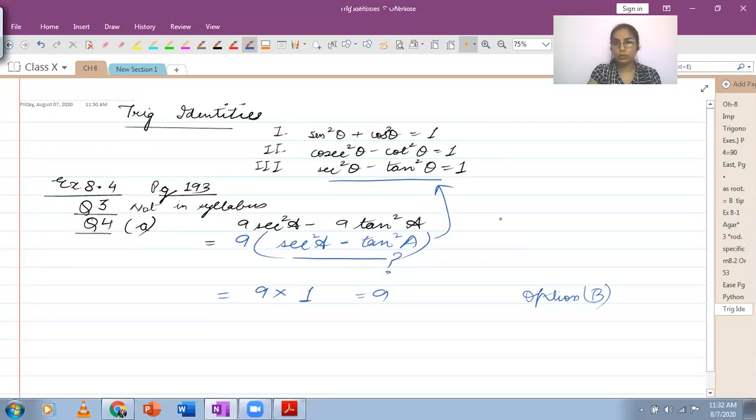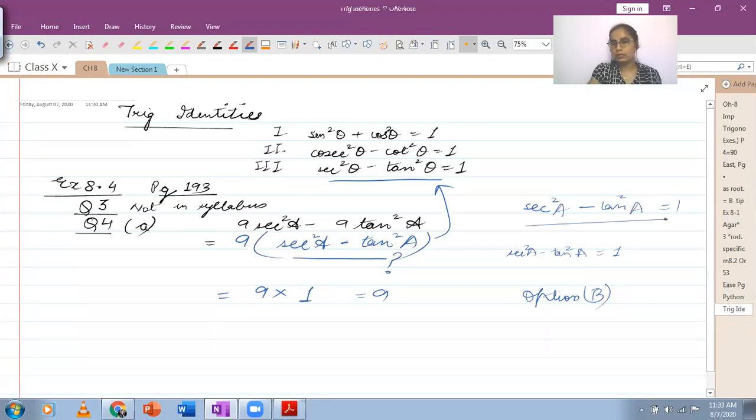If you're going to write down the identity, I suggest that you write it this way: secant square A minus tan square A is equal to 1. So the identity is that secant square minus tan square is 1. The angle should be the same. Instead of theta, the angle written here in the question is A.